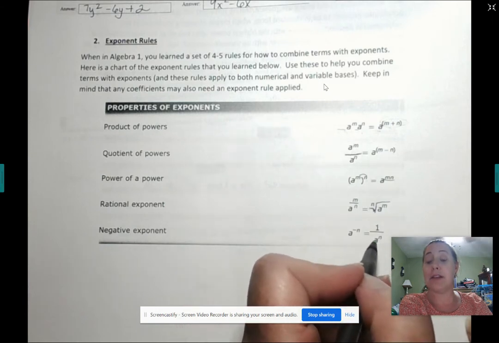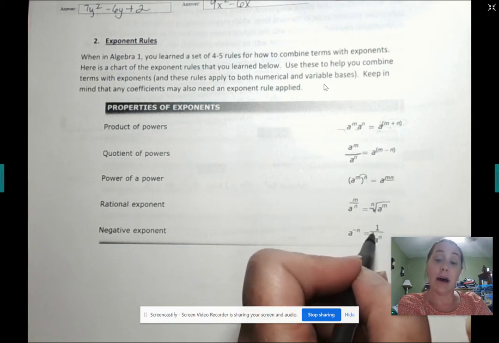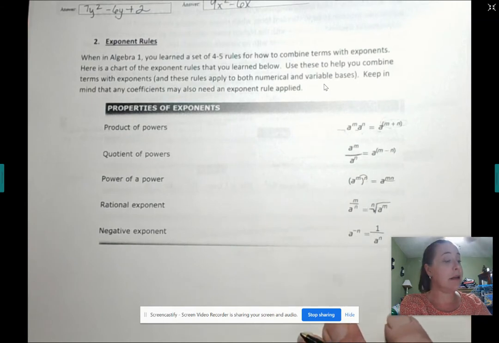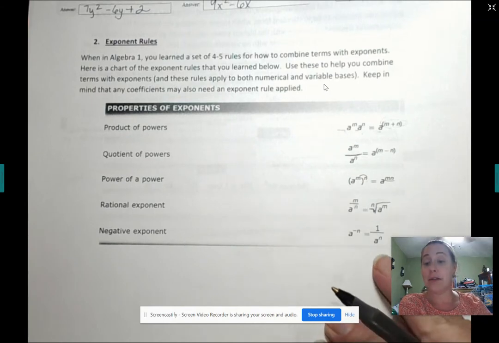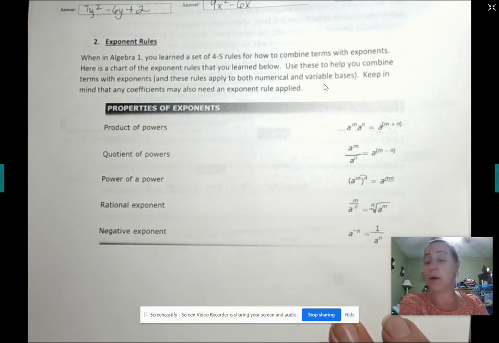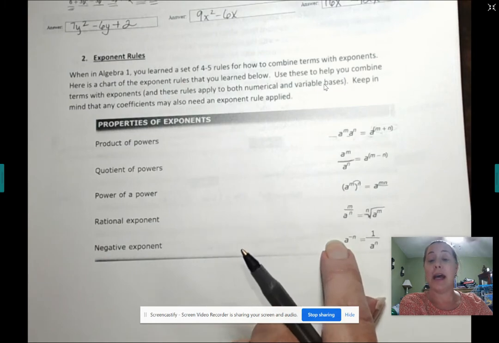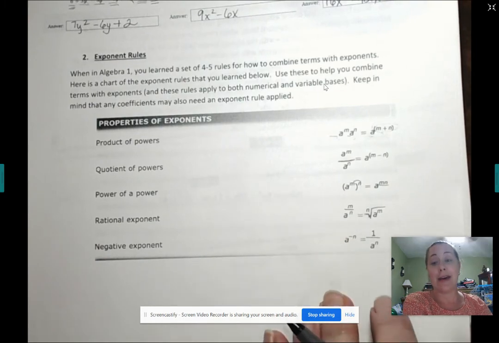If you had something that was on the bottom of a fraction with a negative exponent, you would take that particular term and move it to the top so that the exponent could be positive. So you're not always moving it to the bottom. If it's already on the bottom and it's negative, you move it to the top. Again, that's the exponent that's negative. You can have negative bases. You can have negative numbers. You just can't have negative exponents.